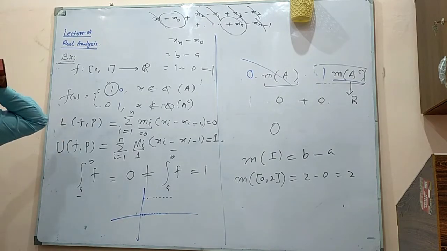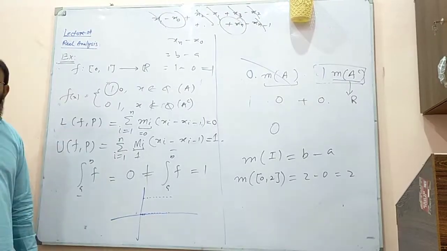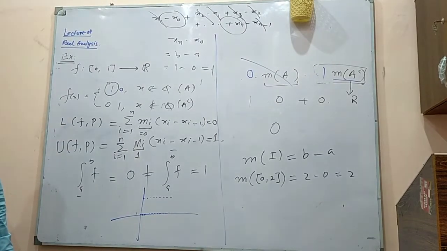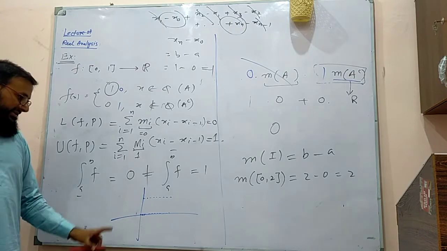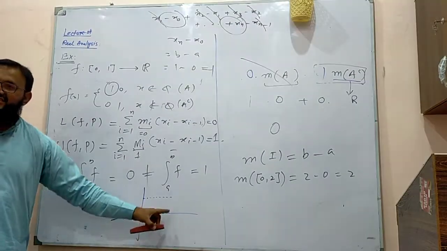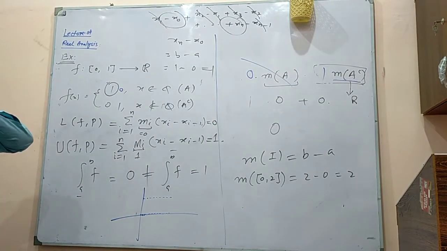Yes, the function should be bounded and it need not be continuous, it is not necessary, but the set of discontinuities should be finite. In this one there are infinite discontinuities. It is discontinuous at each and every point. That's the problem. With the help of the Lebesgue integral, we can find it.